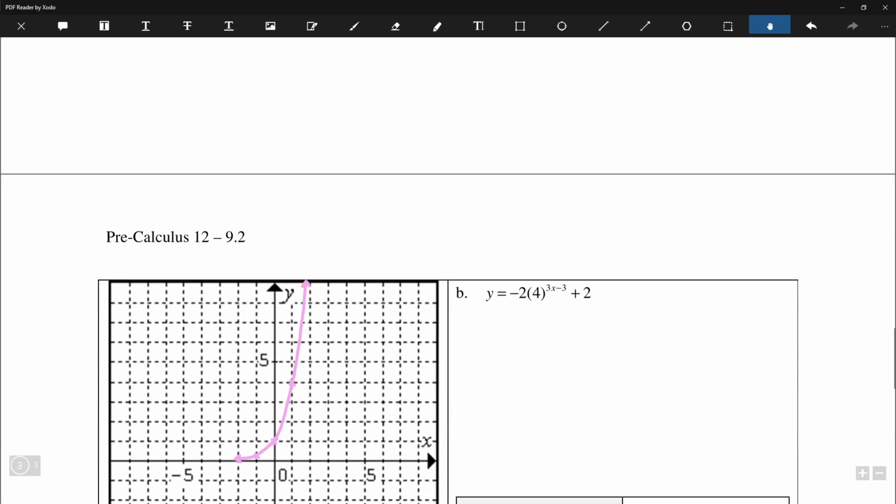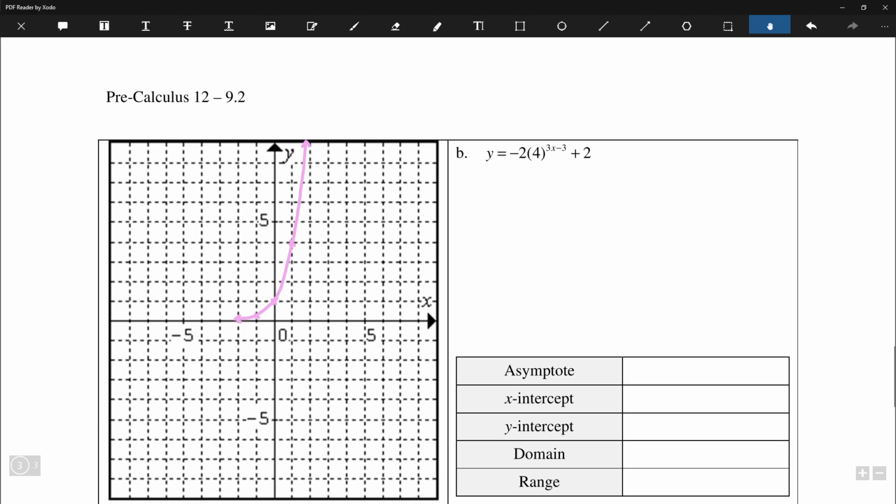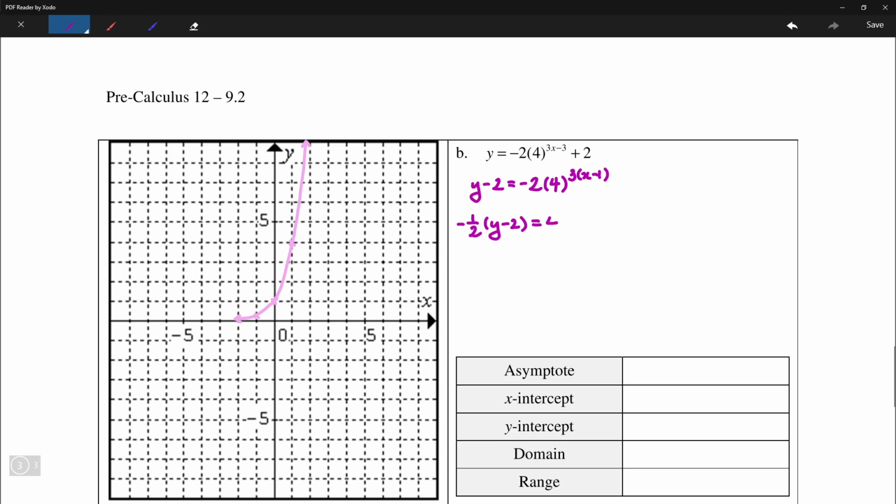Okay, let's look at the next graph. So here, let's see. We have y equals negative 2 times 4 to the power of 3x minus 3, and then plus 2. So again, let's try moving the plus 2 to the left-hand side, start there. And we can also factor out the 3 from the exponent. And then from there, we can divide both sides by negative 2. So of course, what we're trying to do here is to isolate the transformation relating to the y variable to the left-hand side, and then we're going to limit the transformation relating to the x variable into the exponent.